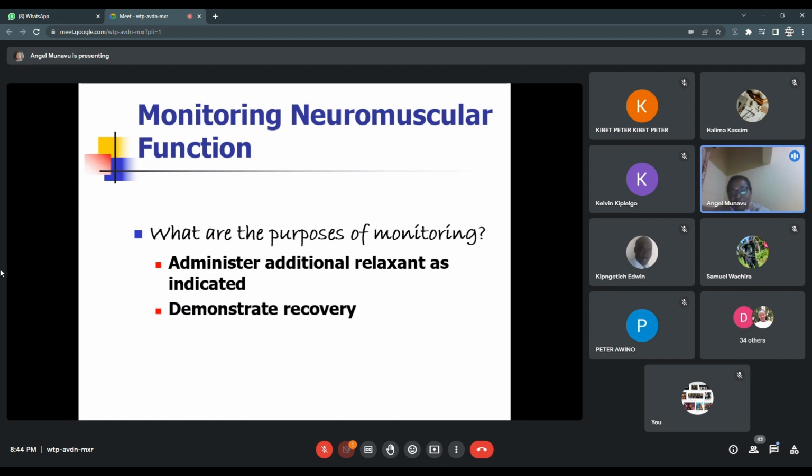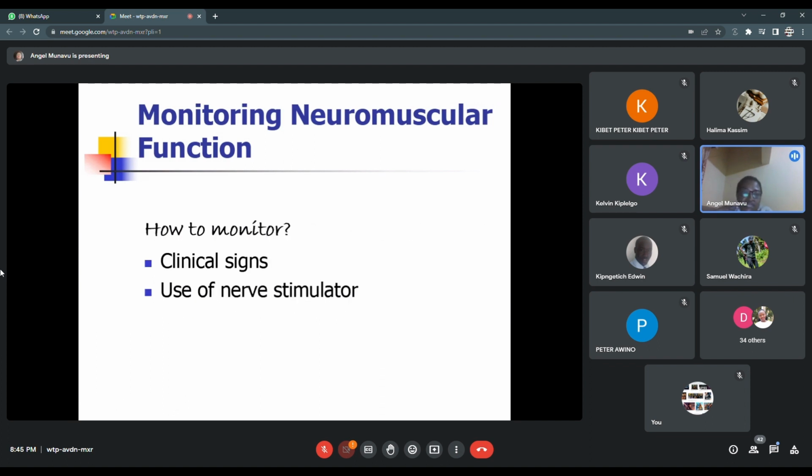Because it doesn't mean that it stays. When you say the duration is 25 to 35 minutes, it means towards the end of the 35 minutes, the muscle relaxant wears off and is removed from the binding site. So acetylcholine will start to bind and the patient starts to breathe and the muscles start contracting. So you need to be able to monitor the neuromuscular function so that you can give more doses. And also when you are recovering or reversing the patient, you should be able to demonstrate recovery by monitoring the neuromuscular function. So how do you monitor the neuromuscular function?